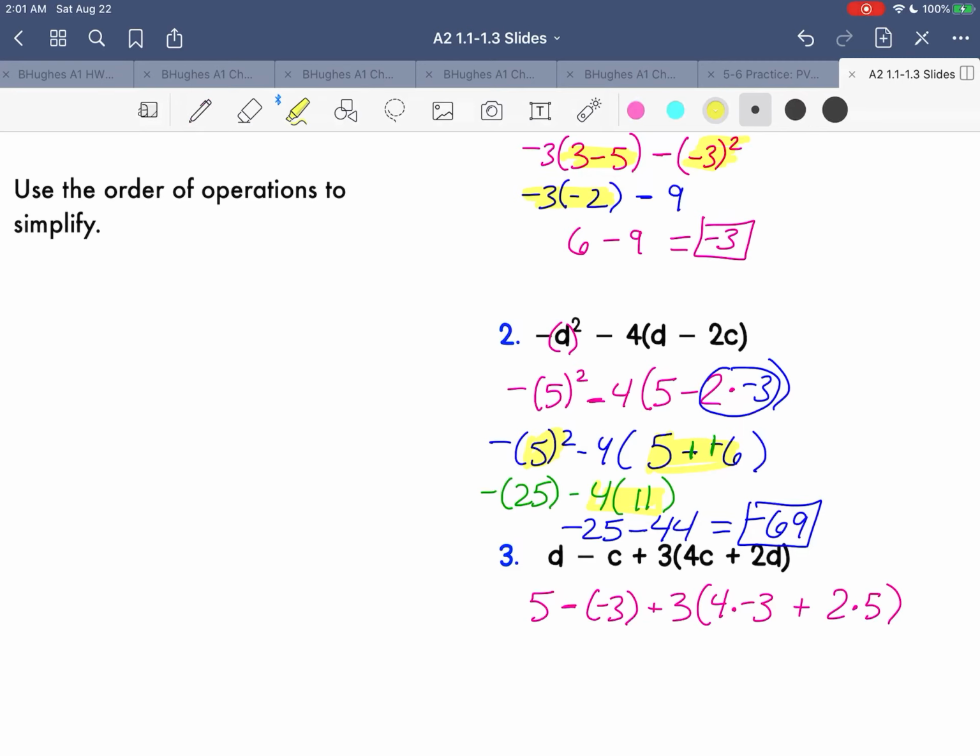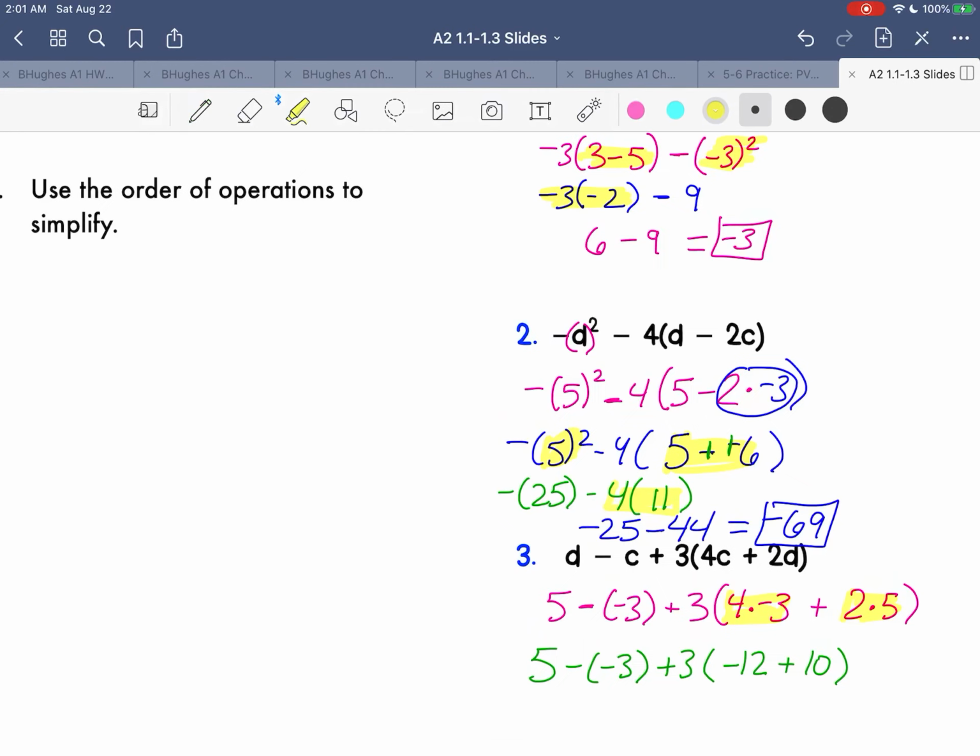And then now I'm going to take care of parentheses. I notice inside the parentheses, I have multiplication, addition, and multiplication. That means the 2 multiplications are going to take place first. So I'm going to use this and this at the same time. That is negative 12 plus 10. Then I will go ahead and do what's left in the parentheses, which is negative 2.